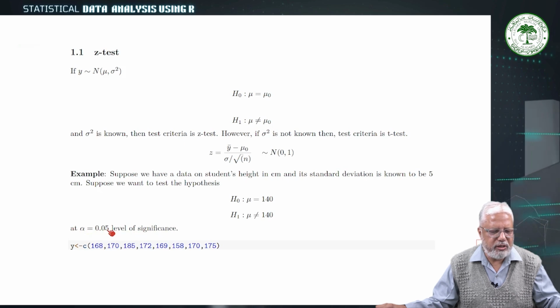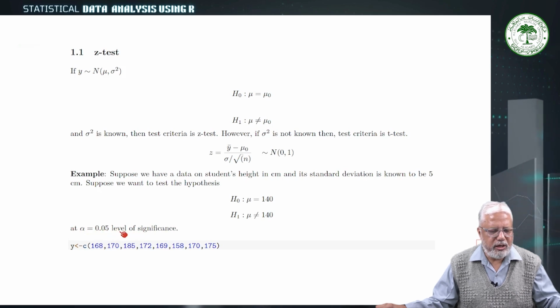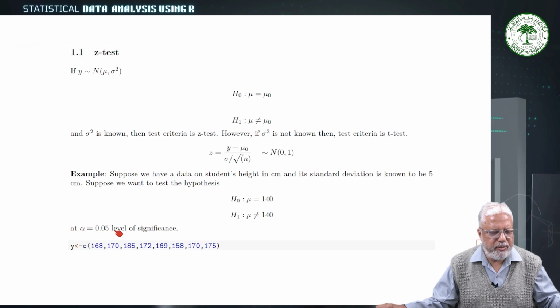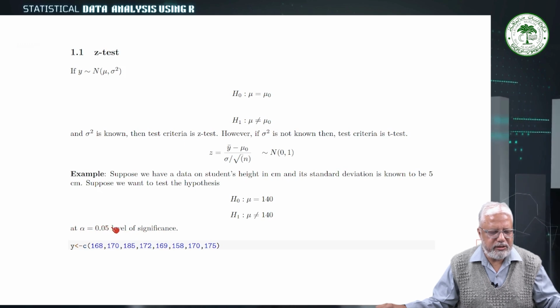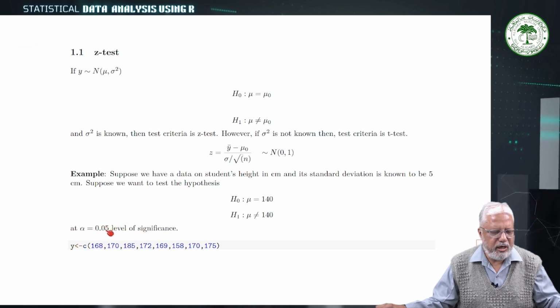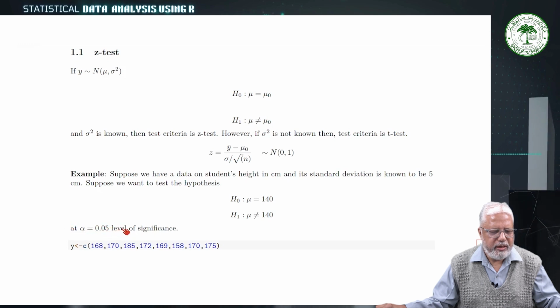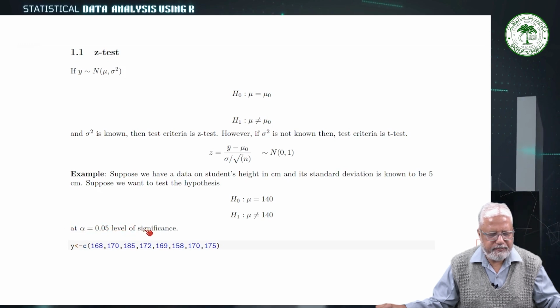Actually, this is the probability of rejecting H naught when H naught is true. It is kept at some minimum level and we optimize the power of the test. So, alpha is equal to 0.05. This is the level of significance.